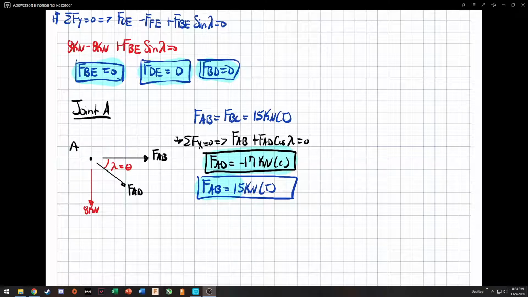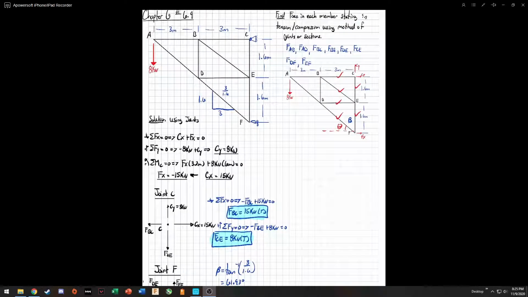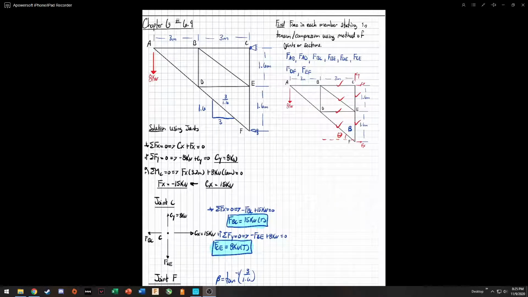And that is it for this chapter 6 problem. Now, I know I went through that fast, and I made some assumptions that you probably won't see right off the get-go. So feel free to continue on and do joint B and then joint A to finish out the problem, so you can see how you get 0 and how you get force AB equal to force member BC.